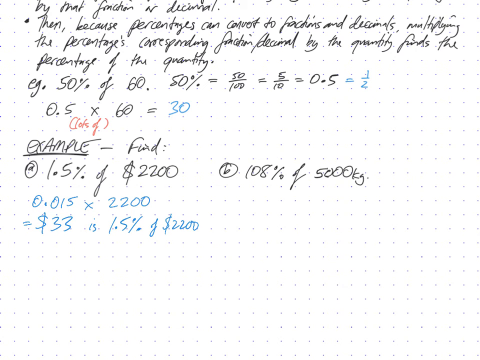Now 108% of 5,000 kilograms. 108%, what's that going to be as a decimal? Divide by 100. So move the decimal point twice to the left. It's going to be 1.08. Times that by 5,000. That's going to be 1.08 times by 5,000. That's going to be 5,400. Right, so there's a couple of examples of finding a percentage of a particular quantity.